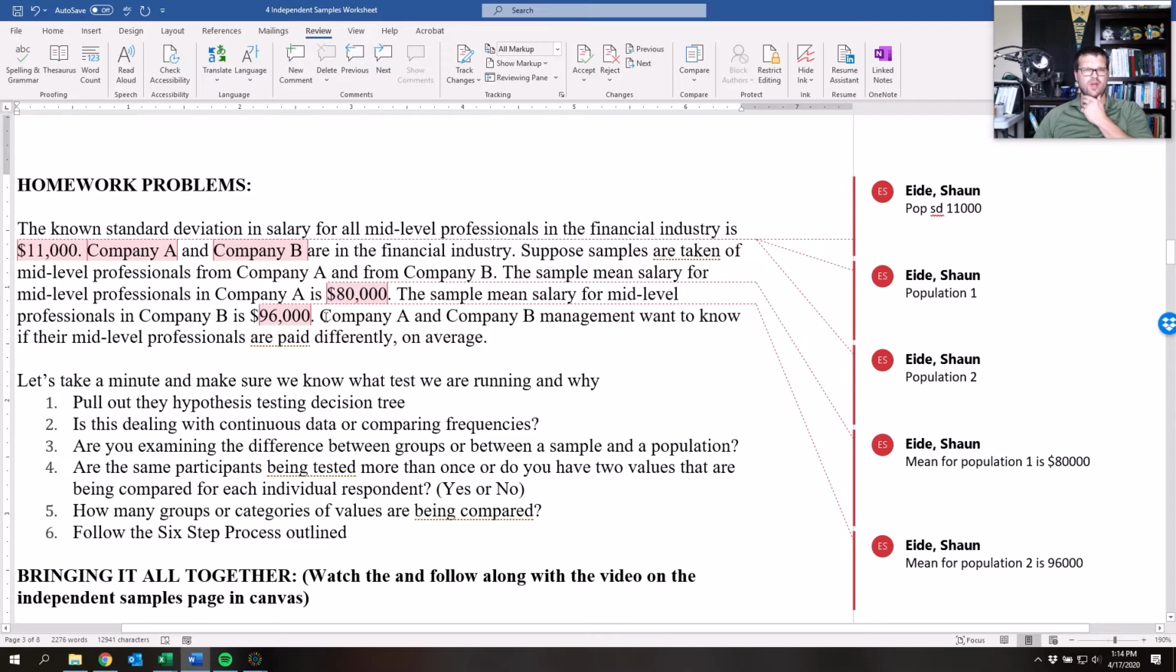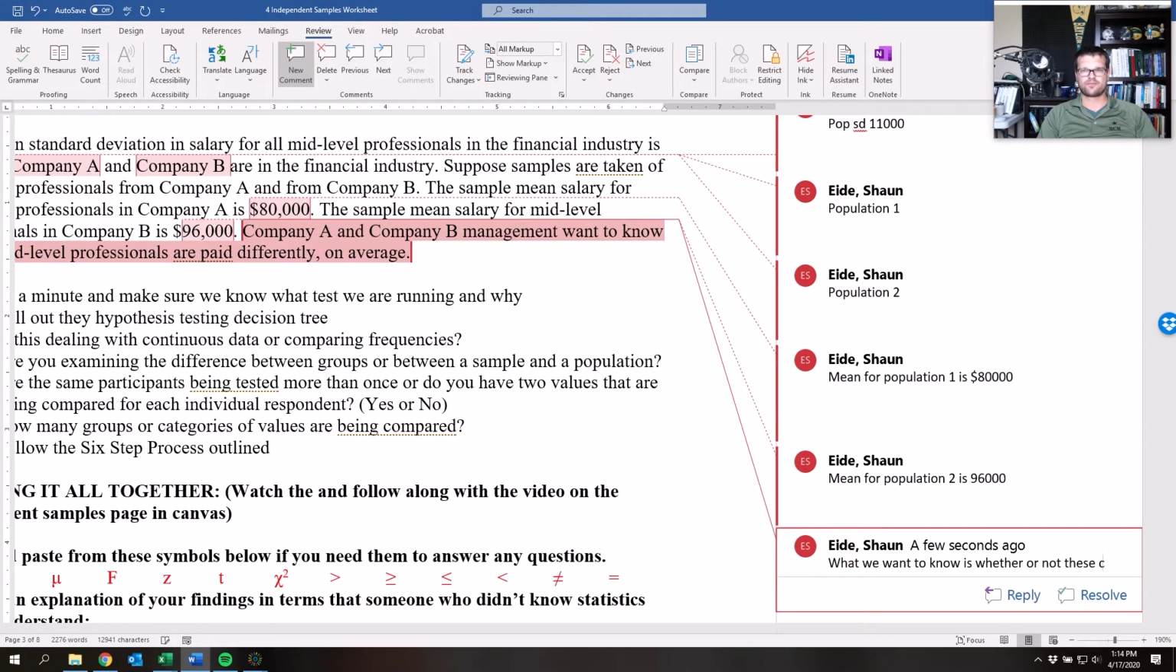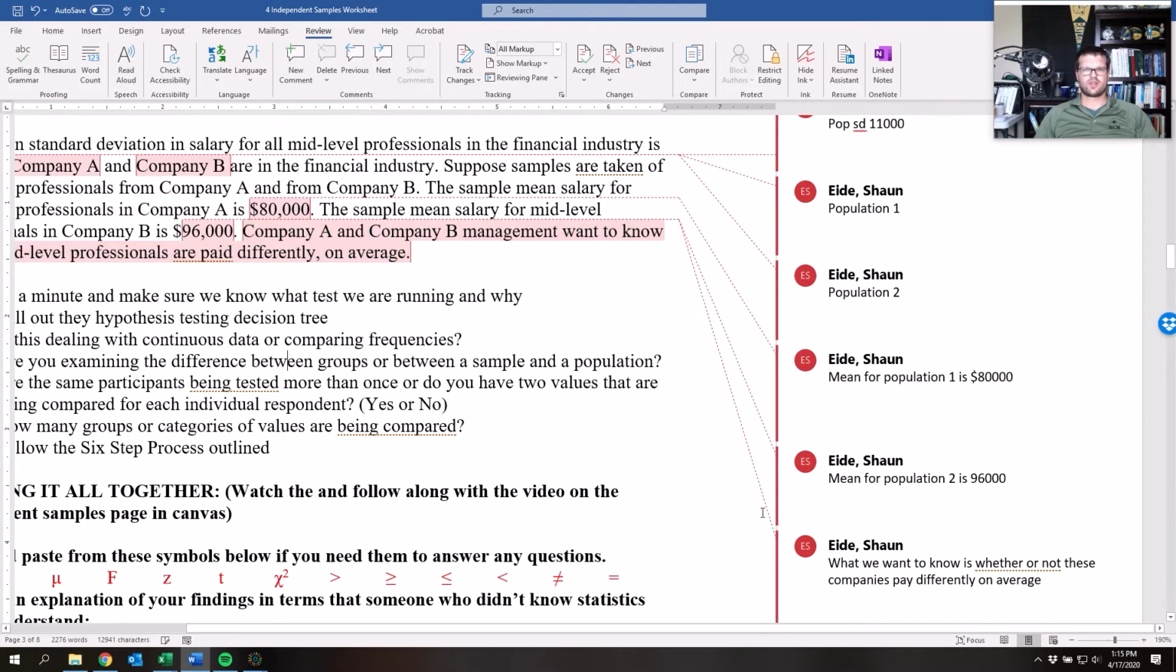Okay, so what is it that we want to know? We want to know, are they different on average? New comment. What we want to know is whether or not these companies pay differently on average. Okay, so it's just a really good process to go through and just highlight and note what it is that you're looking at.